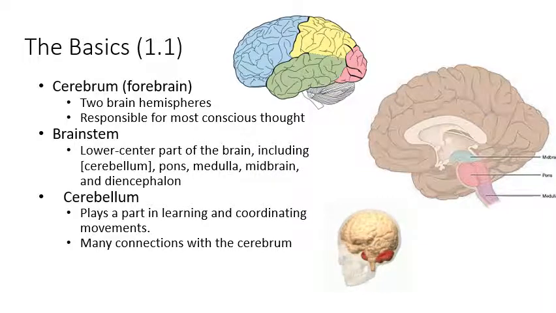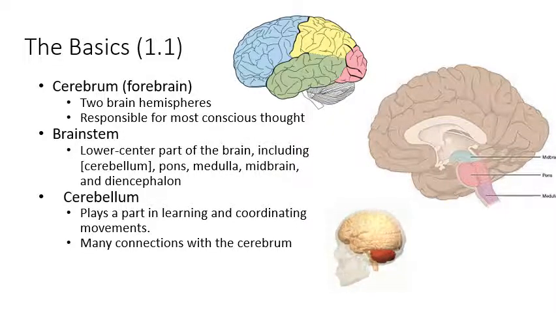The brainstem is the lower center part of the brain, if you can see in this middle picture, this color part in the middle picture, and it includes the pons, medulla, midbrain, and diencephalon. Some people include the cerebellum in the brainstem, but this is more typically considered to be a separate component. So the brainstem is kind of like the old part of the brain. People call it the reptilian part of the brain, meaning that in terms of evolution, it was one of the first parts of the brain to evolve, so it's responsible for a lot of basic functions.